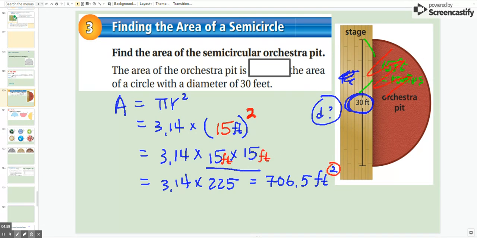And now we only need half, right? We only need half the circle, which means you're going to divide this by 2. If you divide it by 2, the answer is going to be 353.25 feet squared. So the area of the orchestra pit is 353.25 feet squared. And when you find the semicircle, you only get half of it. Don't forget to divide it by 2.